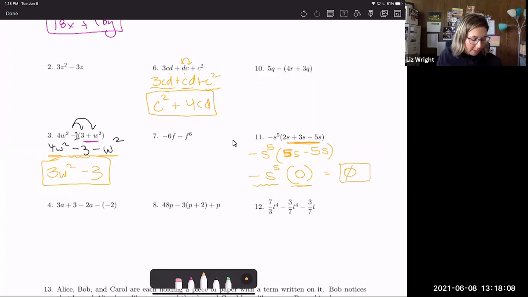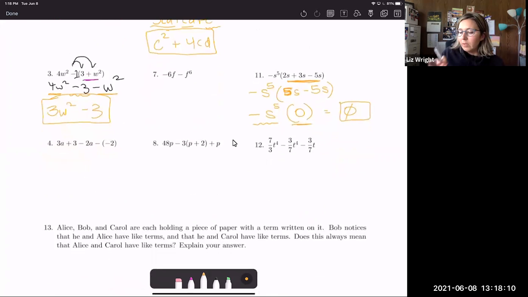Then for number 12, again, look at your problem and ask, are there any like terms to combine? I do. I see t to the 4th here and t to the 4th. We're given 2 fractions. In order to combine fractions, to add or subtract them, we have to get what? We have to get a common denominator. So let's get a common denominator.